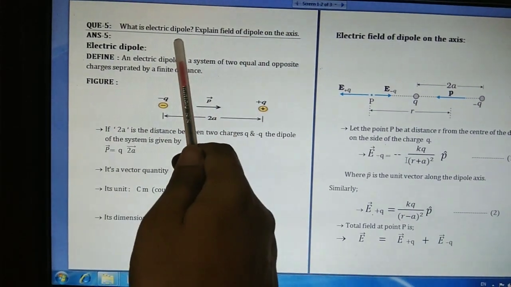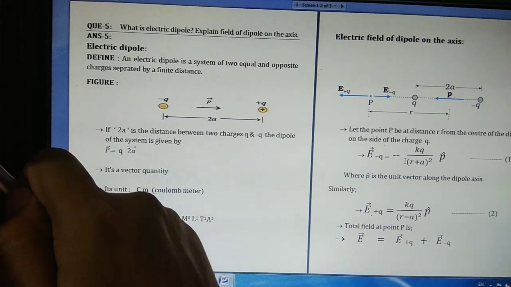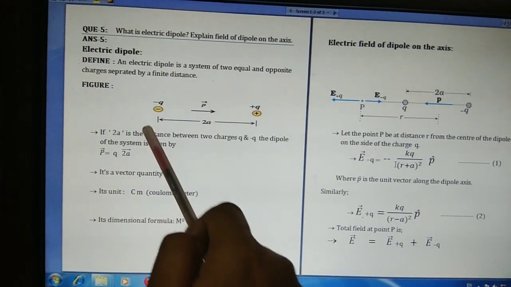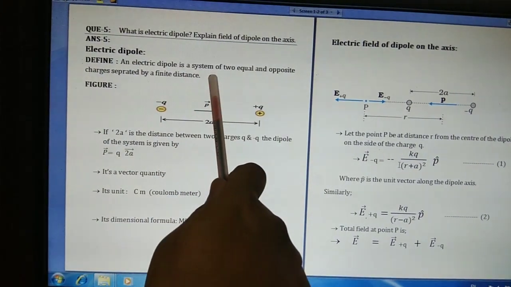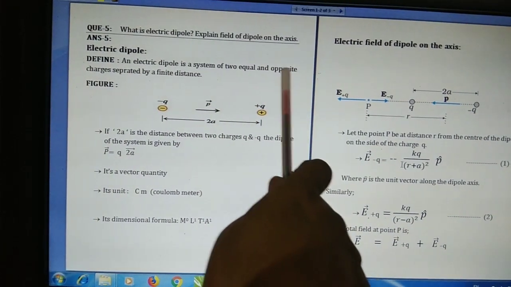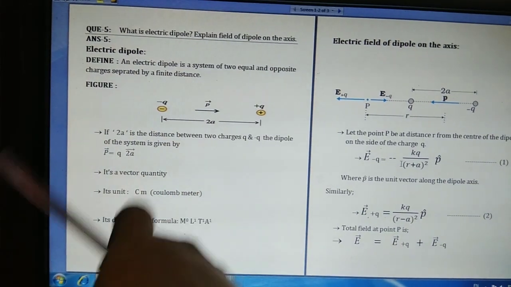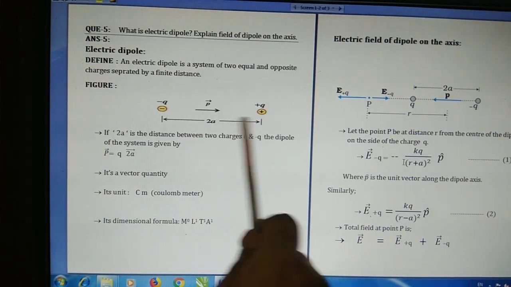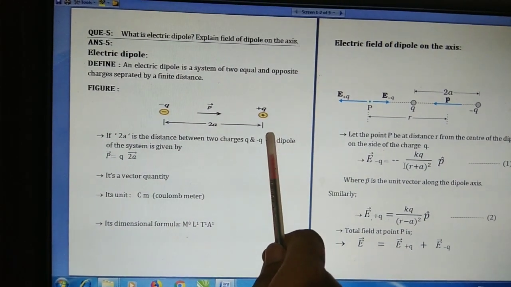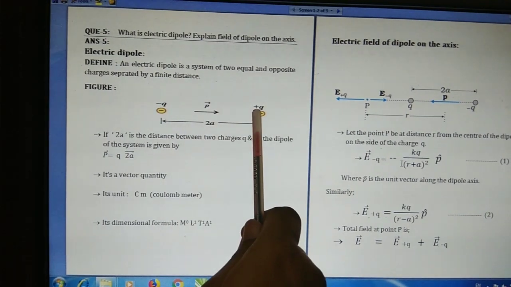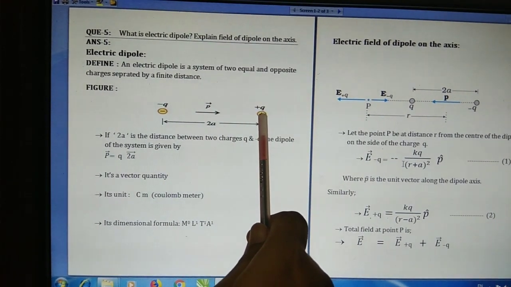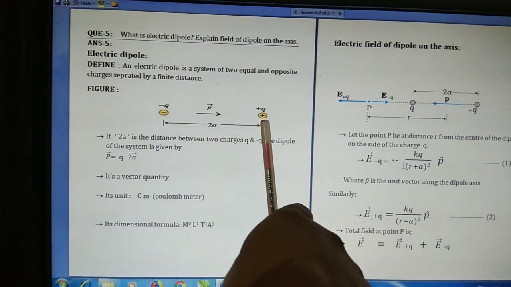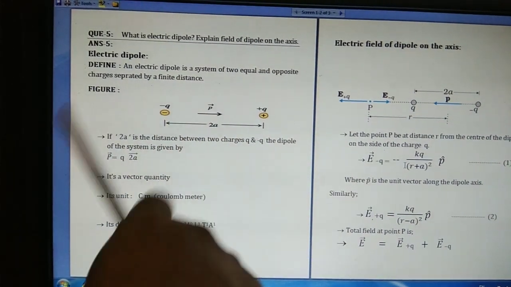Okay, so what is a dipole? A dipole is a system of two charges. First we will see its definition. An electric dipole is a system of two equal and opposite charges separated by a finite distance. See, two charged particles having the same magnitude but opposite charges. One charge is positive and this one is negative, but the magnitude is the same.